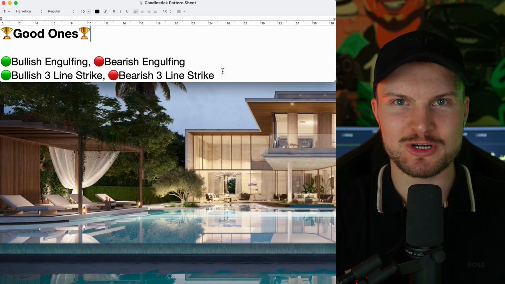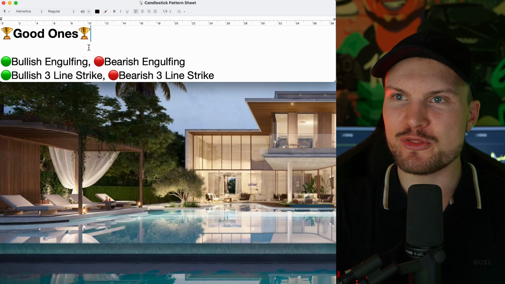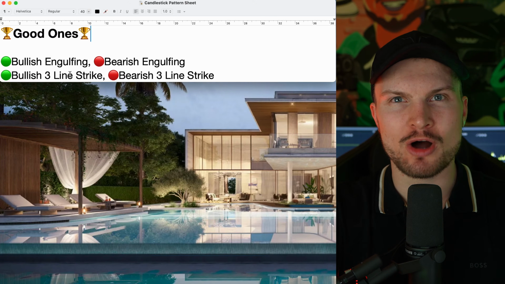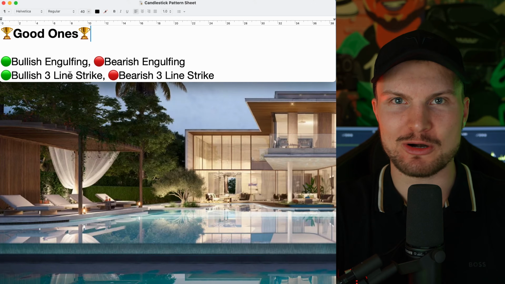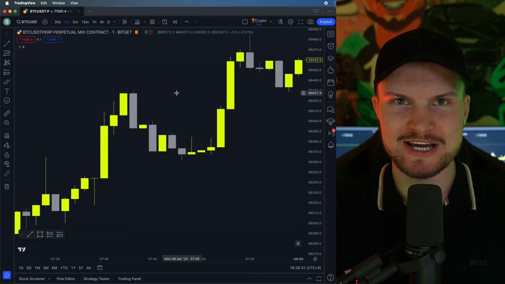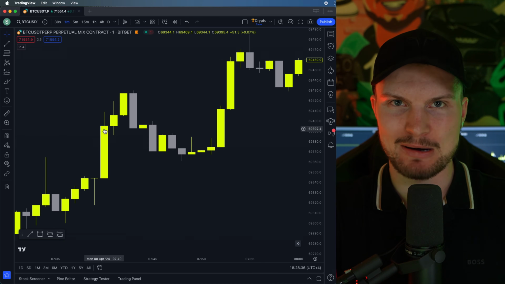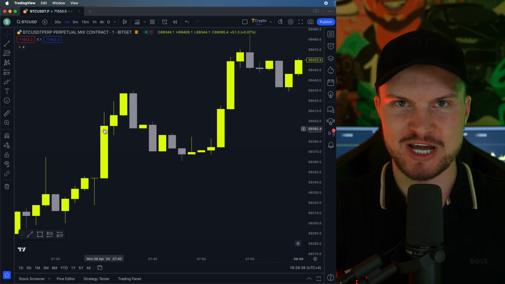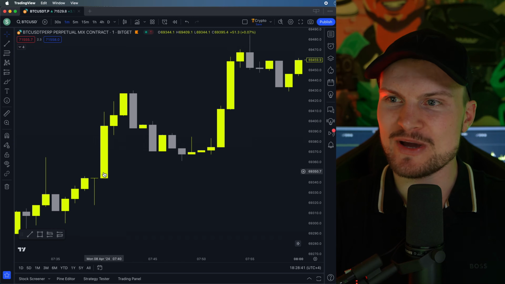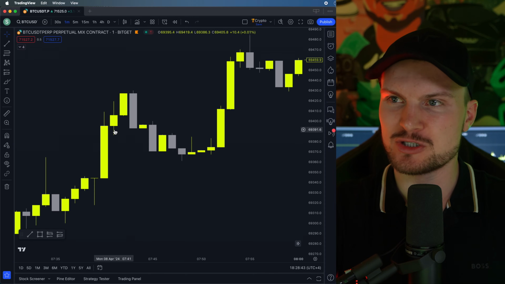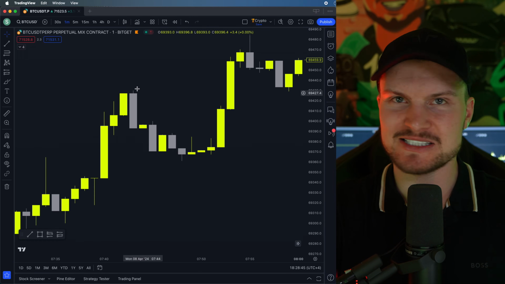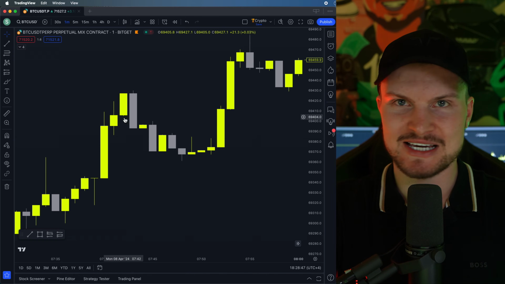The second candlestick pattern is the 3-line strike. The 3-line strike essentially is a strong version of the bullish or bearish engulfing. In a bearish 3-line strike, first you have 3 bullish candles followed by 1 big bearish candle engulfing the last bullish candle. This here is one example.